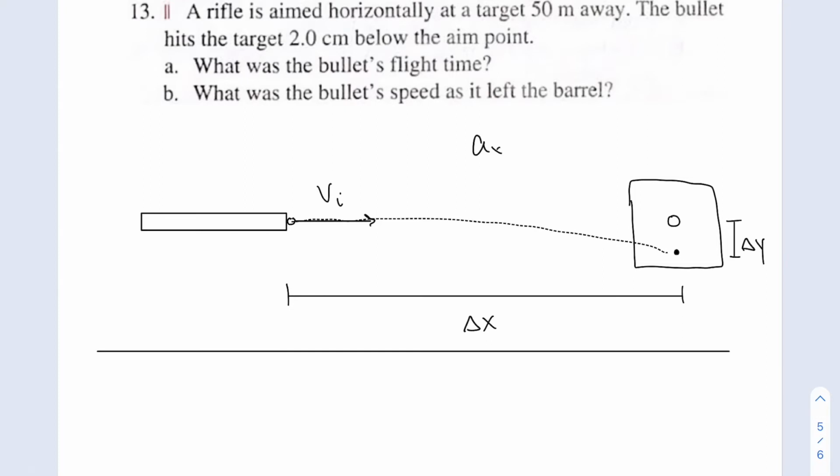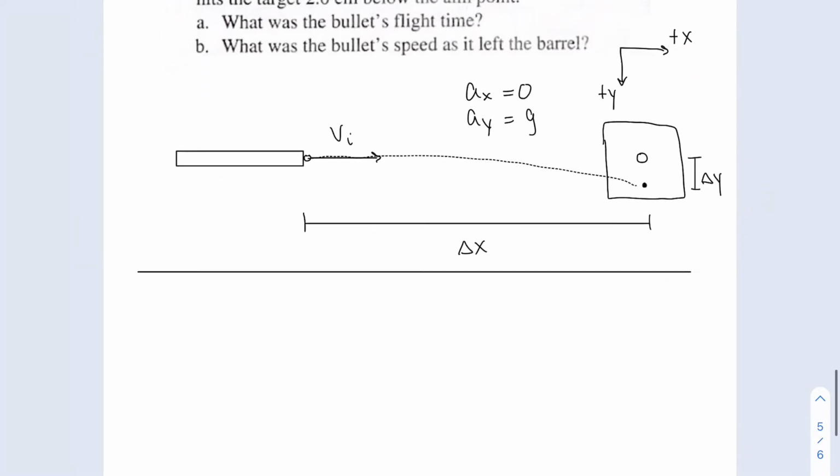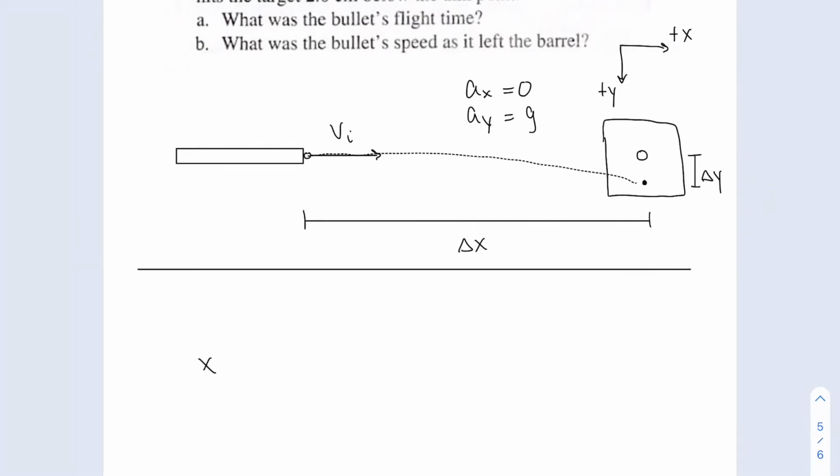Again, we know that there isn't any horizontal acceleration after the bullet leaves the rifle, and while it's in the air, we're going to have acceleration equal to g. So let's make down the positive y direction, and let's make to the right the positive x direction. Okay, so let's go ahead and write down the known values. So we have our x values and we have our y values.